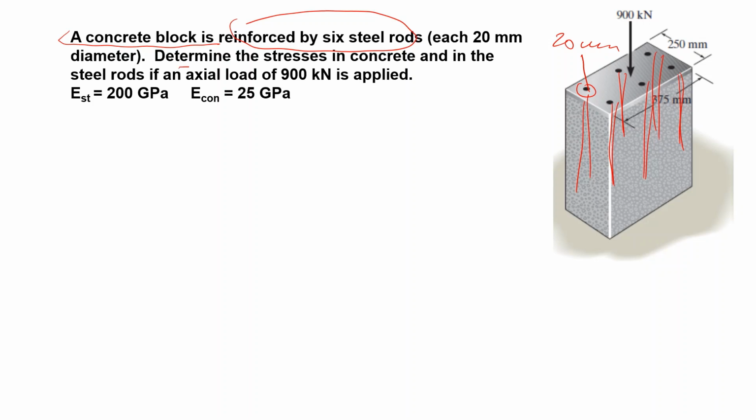And the question is, determine the stresses in concrete and in the steel rods if an axial load of 900 kilonewton is applied. So on the top, we apply a total force of 900, and this 900 is taken over by the concrete and by the rods, and we have to find these two stresses. Well, what is given? The elastic modulus of steel and concrete is given.